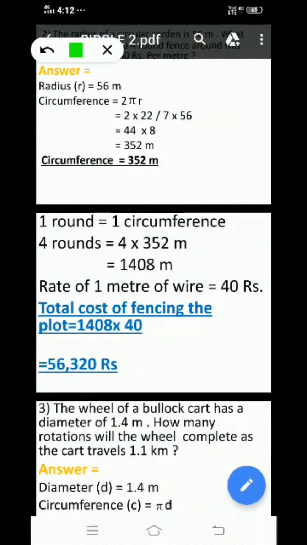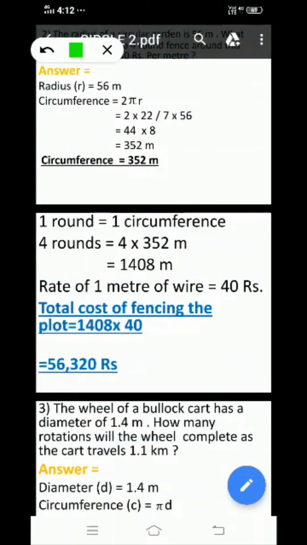They mentioned that one round is equal to, means here you are getting 4 rounds. What does 4 rounds mean? The rate of 1 meter wire is 40, and you have to find out the total cost of fencing the plot. One round means a 352 meter fence, so 4 rounds means how much fence? 1408 meters, and they have given you the cost for the 1 meter wire.